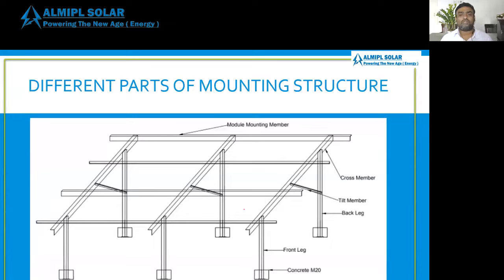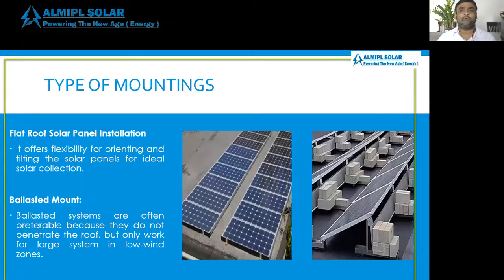Different parts of the mounting structure: module mounting member, cross member, tilt member, back leg, front leg, and this concrete M20. So based on requirement we can fix it. Type of mounting: flat roof solar panel installation. It offers flexibility for orientation and tilting the solar panel for ideal solar collection.